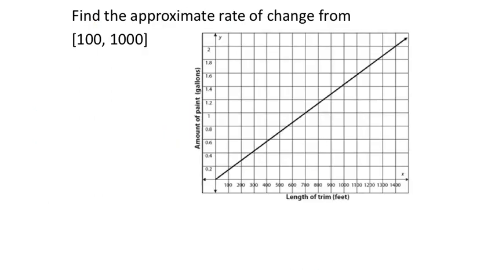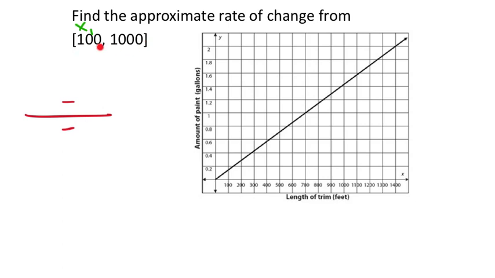So we will find the approximate rate of change from 100 to 1,000. But again, these are x values for us. So I'm going to use the slope formula as usual. And as usual as well, it's always subtraction in our slope formula. So we start out with this x value, call it x1. Our first x value is 100.